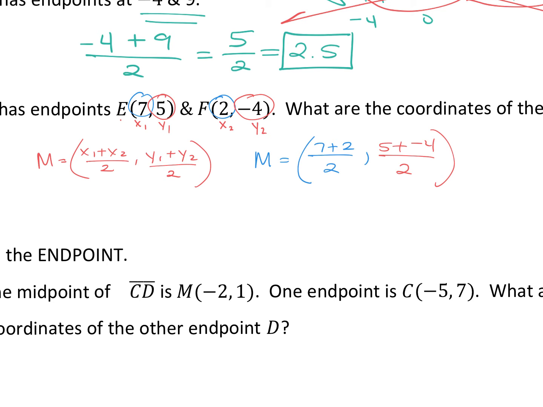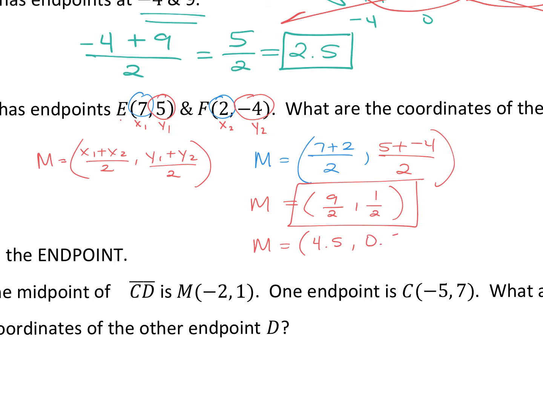So 7 plus 2 divided by 2 is 9 over 2. 5 plus a -4 is 1 over 2. You may write it like this. You could say that's my midpoint. Or if you like it better as decimals, you may say it's 4.5 and 0.5.